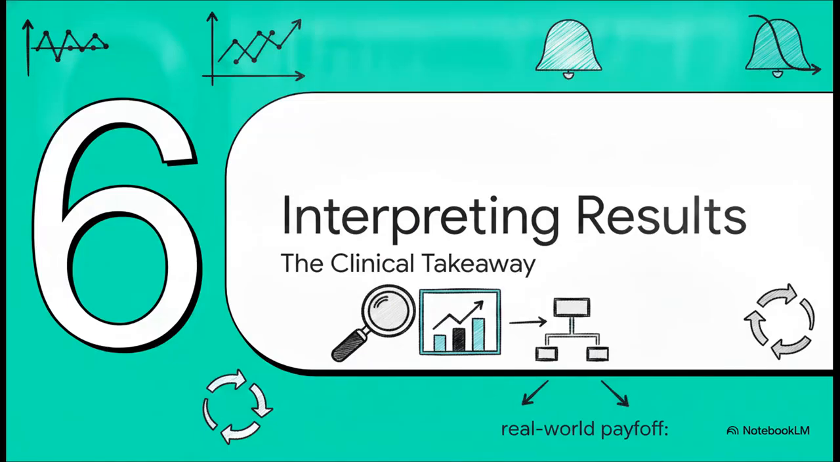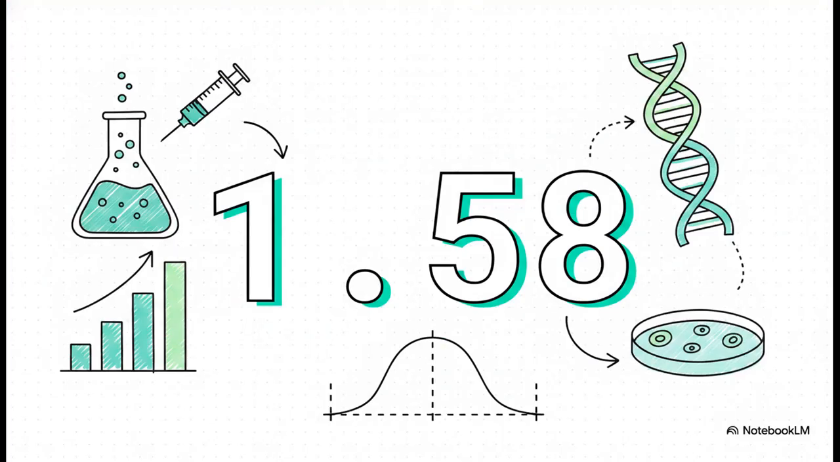Finally, Section 6, interpreting the final result, the actual clinical takeaway. Now that we've survived reverse engineering the formula, here is the payoff. This is exactly how you'll see data presented in clinical research papers, pharmacological trials, and lab reports. Mean equals 14 plus or minus 1.58.